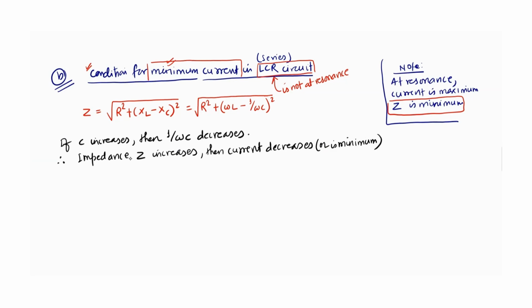So in order to have a minimum current, C must increase. And if C increases, then omega C decreases. So due to this, Z increases, due to which current decreases or current becomes minimum. So we have this. Solution for question C.